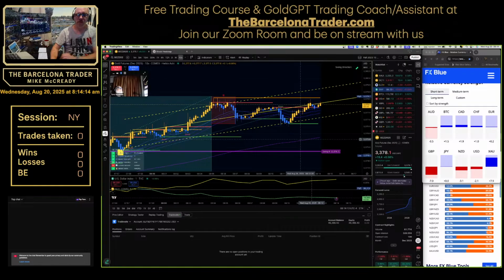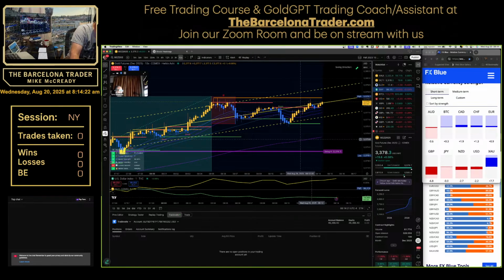Going to come up to this resistance on the 1 and 5 minute Heikin-Ashi. And if it breaks it, we might be all right. So let's cross our fingers.